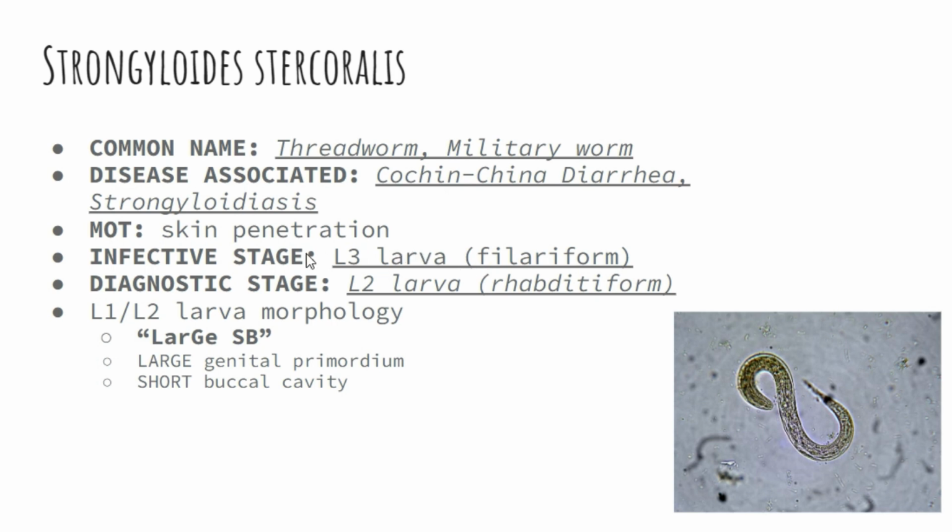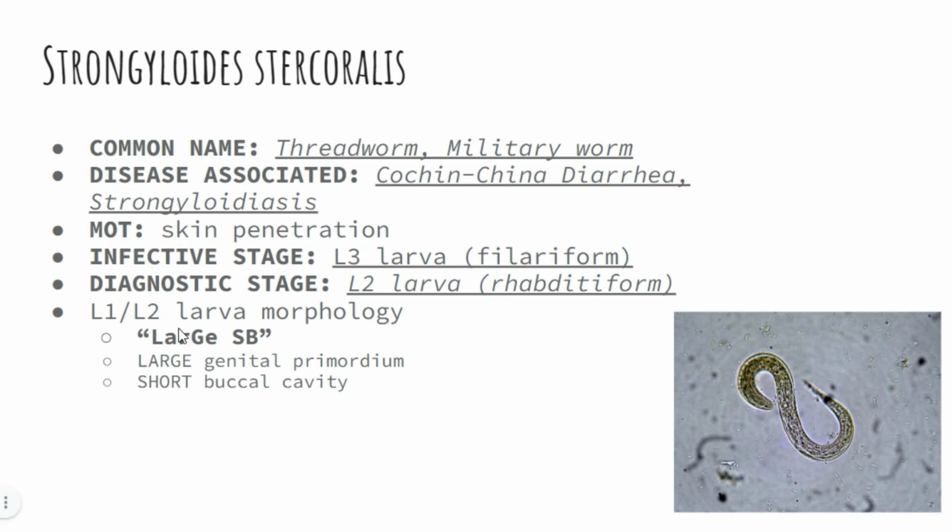The difference po of Strongyloides stercoralis versus hookworm, the diagnostic stage. Again, the diagnostic stage, ito po yung stage na makikita sa microscope. Kung ang hookworm, eggs ang nakikita or ova, Strongyloides stercoralis diagnostic stage is actually a larvae. L2 larva or rhabditiform larva. Ito po yung itsura nun ng ating Strongyloides stercoralis L2 larva.